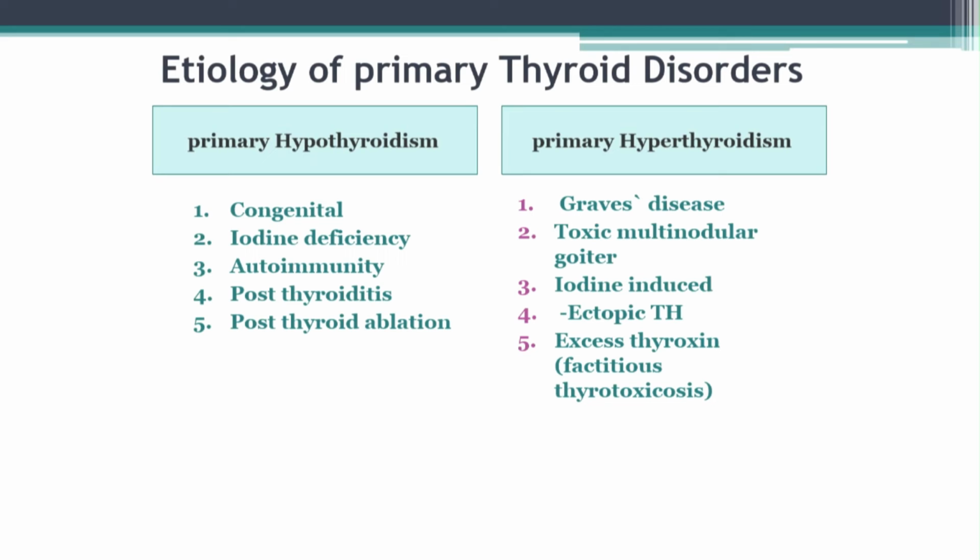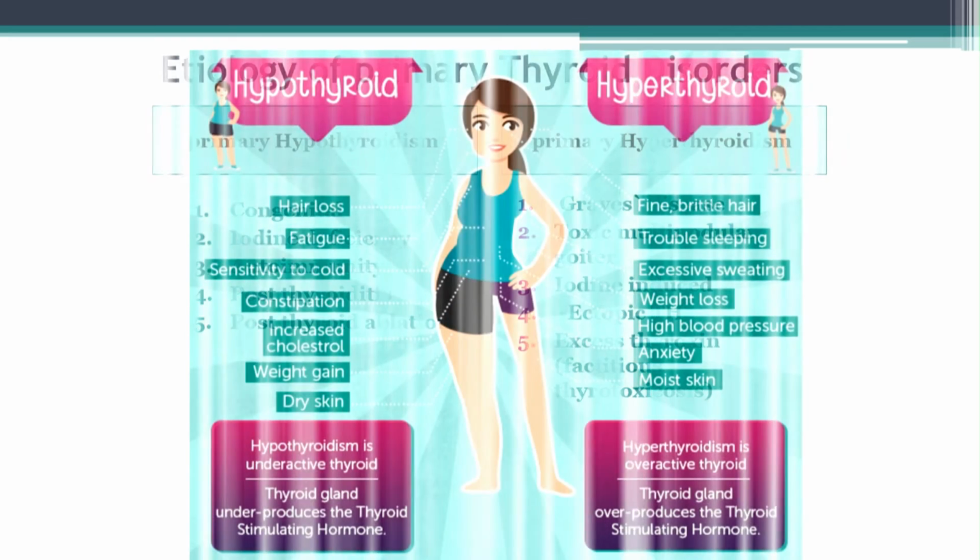Etiology of primary thyroid disorder. Primary hypothyroidism causes: congenital, iodine deficiency, autoimmunity, post-thyroiditis, post-thyroid ablation. Primary hyperthyroidism causes: Graves' disease, toxic nodular goiter, iodine-induced, ectopic thyroid hormone, excess thyroxine, factitious thyrotoxicosis.